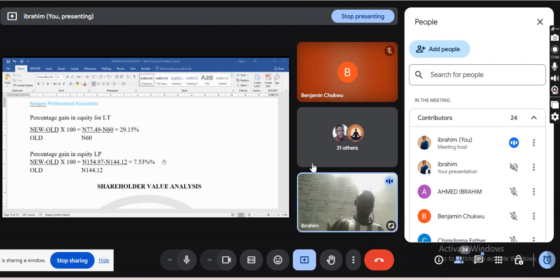Distinguished professional colleagues, a question before we solve one of the past questions. The statistics show that ICAN just tested this question using shareholder value analysis. About 20% of the students attempt the question, but they fail it woefully. That is why I decided that, okay, let's touch shareholder value analysis.